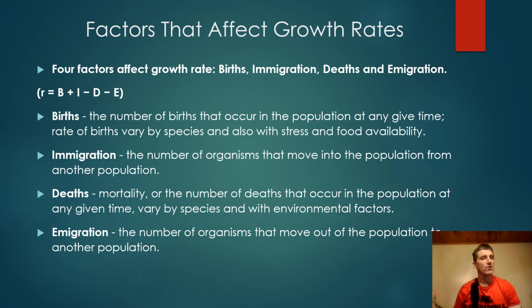Minus D, which are deaths, the animals leaving the population, and E, emigration, which are animals that are leaving the population, like just moving out of the area. At a basic level, most populations can be broken down like this.